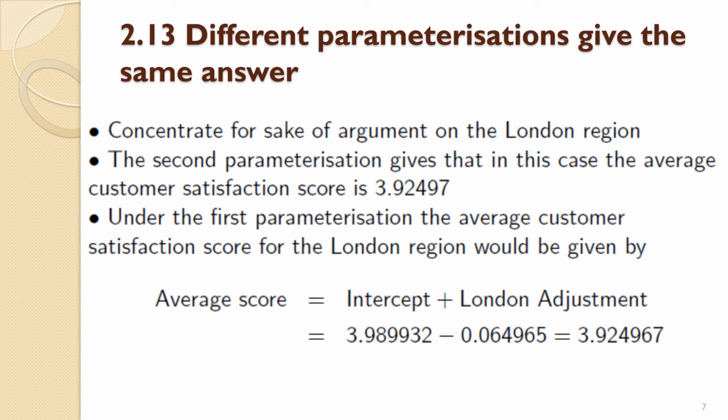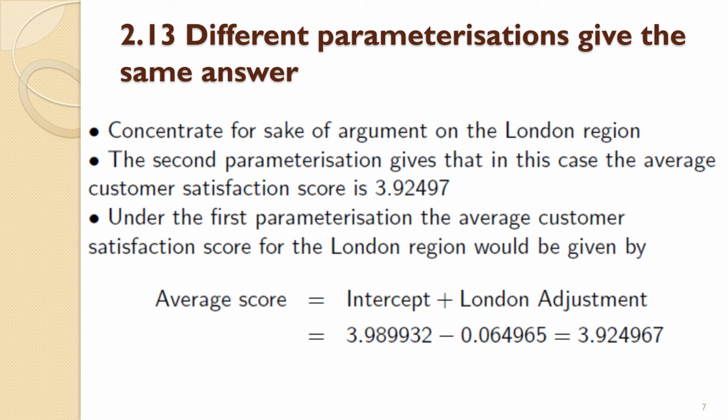So under the first parameterization, the average customer satisfaction score for the London region can again be read off from the regression equation, but it's slightly different here. How the first parameterization works is that the average score is given by the intercept plus a London adjustment. If you read this off from slide 2.8, the intercept is 3.989932, the London adjustment is minus 0.064965. So this does give you the same average regional score as the second parameterization.